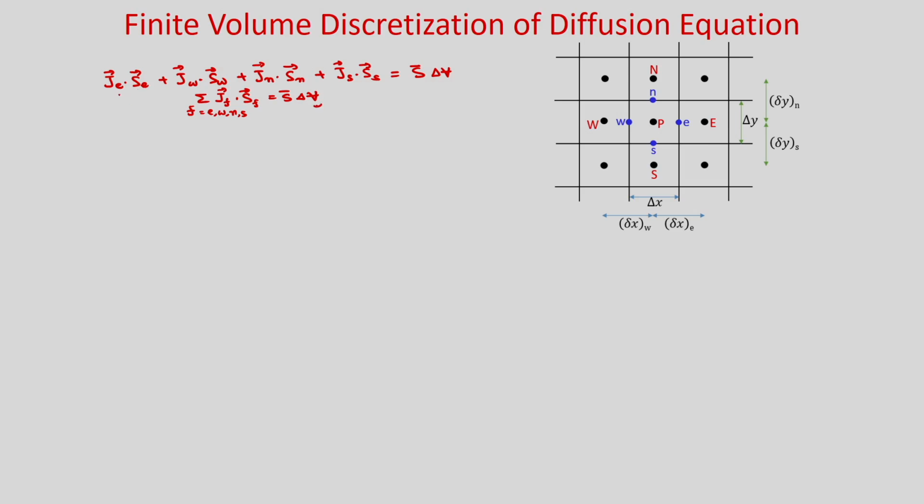Now, put all these values. So, what is J_e dot S_e? This is minus D_e times phi_E minus phi_P, okay, plus D_w times phi_P minus phi_W, okay, plus minus D_n times phi_N minus phi_P, plus D_s times phi_P minus phi_S, is equal to S bar delta V.